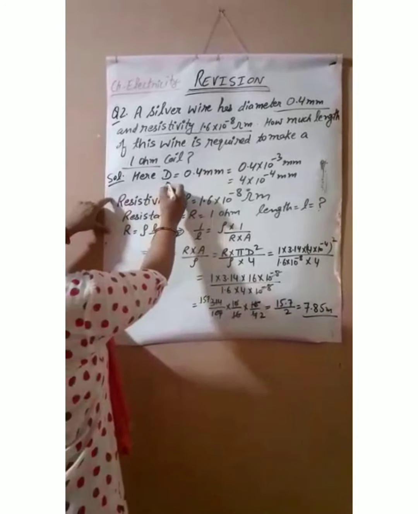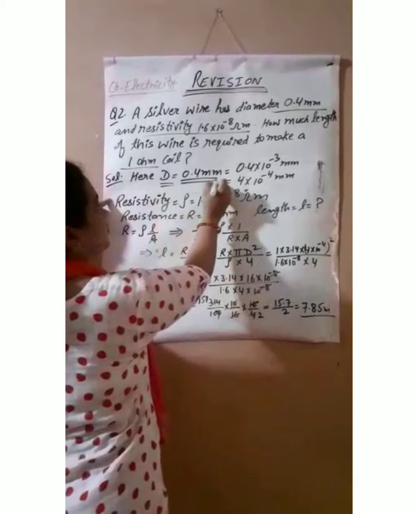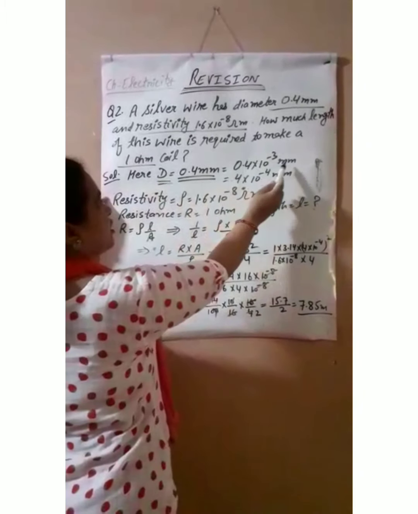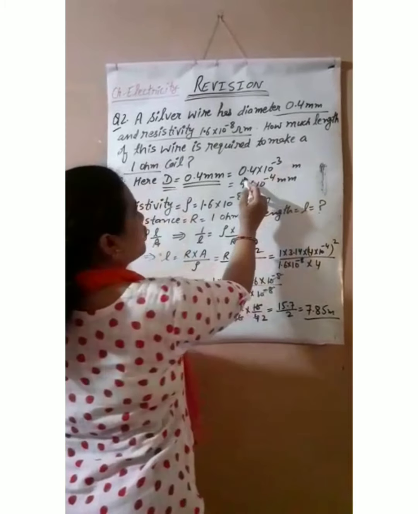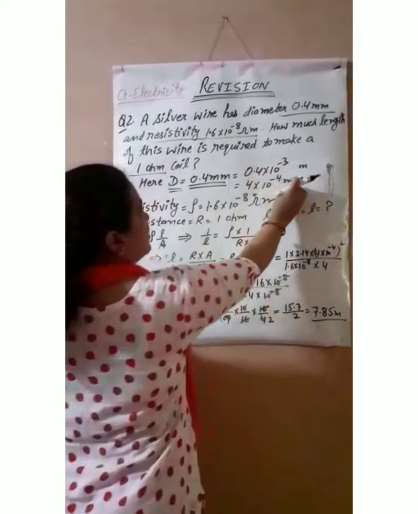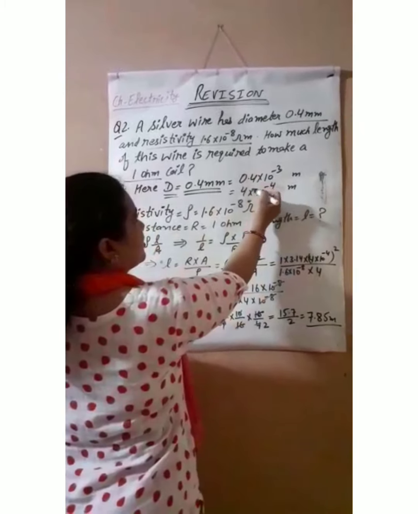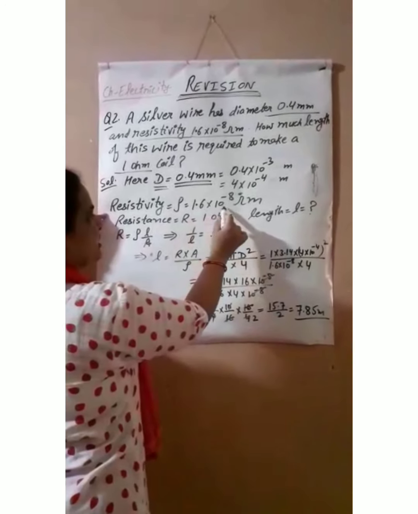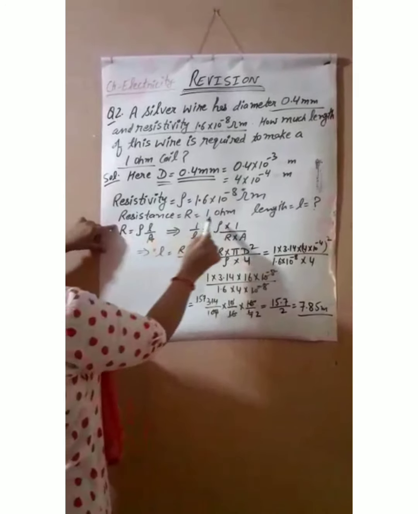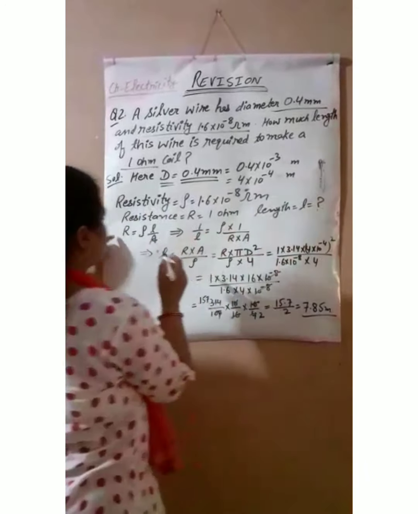So let's do it now. What is the diameter given? 0.4 millimeter. We will again convert it into meter, so you will get 0.4 into 10 to the power minus 3 meter. When we remove the decimal again, 4 into 10 to the power minus 4 meter. What is the resistivity given? 1.6 into 10 to the power minus 8 ohm meter. Resistance is given as 1 ohm and the length we have to calculate.